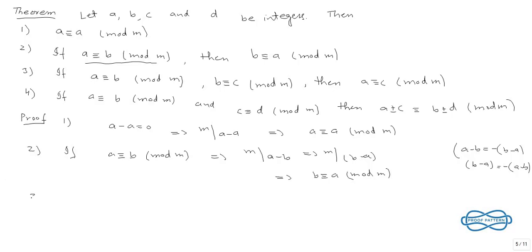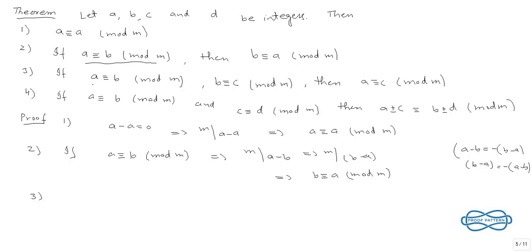Now the third property is, if A is congruent to B mod m and B is congruent to C mod m, then A is congruent to C mod m.